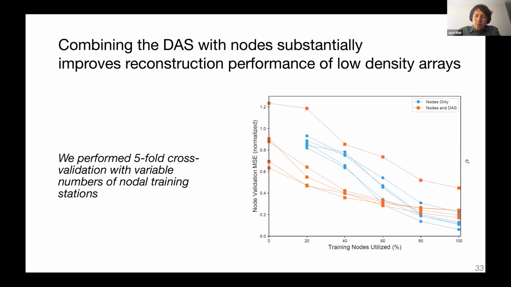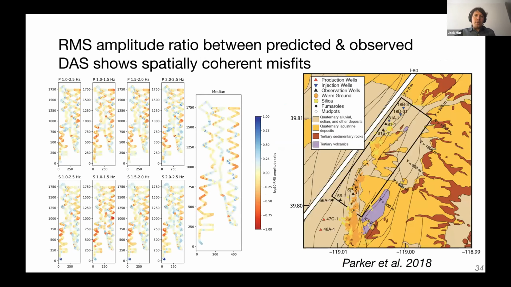So coming back to that, what we want to do is to correct somehow the DAS data using the wave field reconstructed at the nodal data. And that's what we've looked at here. So this is the RMS amplitude ratio between the predicted and observed DAS, and it shows spatially coherent misfits. So we see basically the largest effects are in the southwest and northeast in this direction of the array. So this section here, this section here.